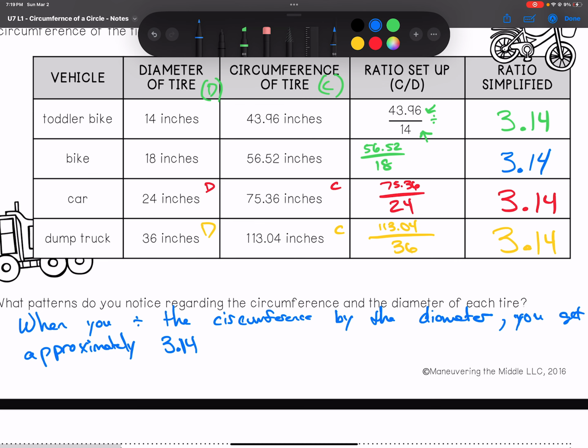And here's the other thing I want you to know. 3.14, or roughly, is pi.